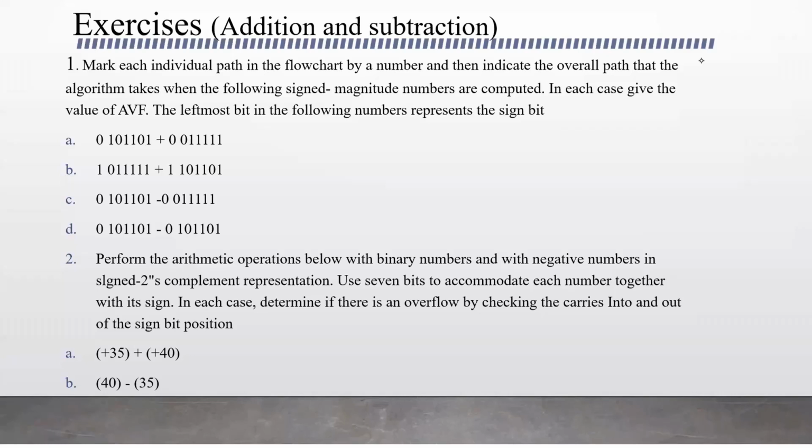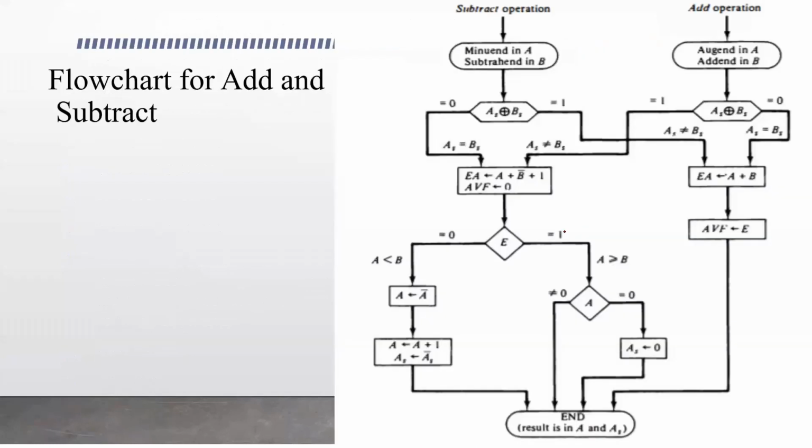Here the first question is, mark each individual path in the flowchart by a number. We have seen the flowchart for adding and subtracting signed magnitude numbers, so you have to recollect it. There are different paths. If it is addition, you will have two paths, and if it is subtraction, there are again two paths, depending on the sign, as it is signed magnitude representation. When you perform this exclusive OR, the result may be 1 or 0, and depending on that, it will take the path.